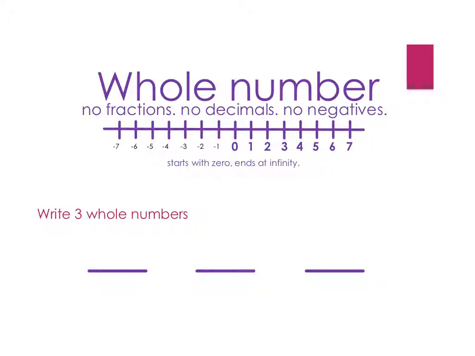We talked about whole numbers and we said that whole numbers are numbers that are not fractions, they don't have decimals, and there's no negatives. So it starts with the number 0 right here and it goes all the way to infinity. So 0, 1, 2, 3, 4, 5, 6, 7 are all whole numbers. I want you to go ahead and write 3 whole numbers here below on the blanks that are not listed on the number line. So write 3 numbers that are whole numbers that are not listed here. Pause the video to give you a second to write these 3 numbers.